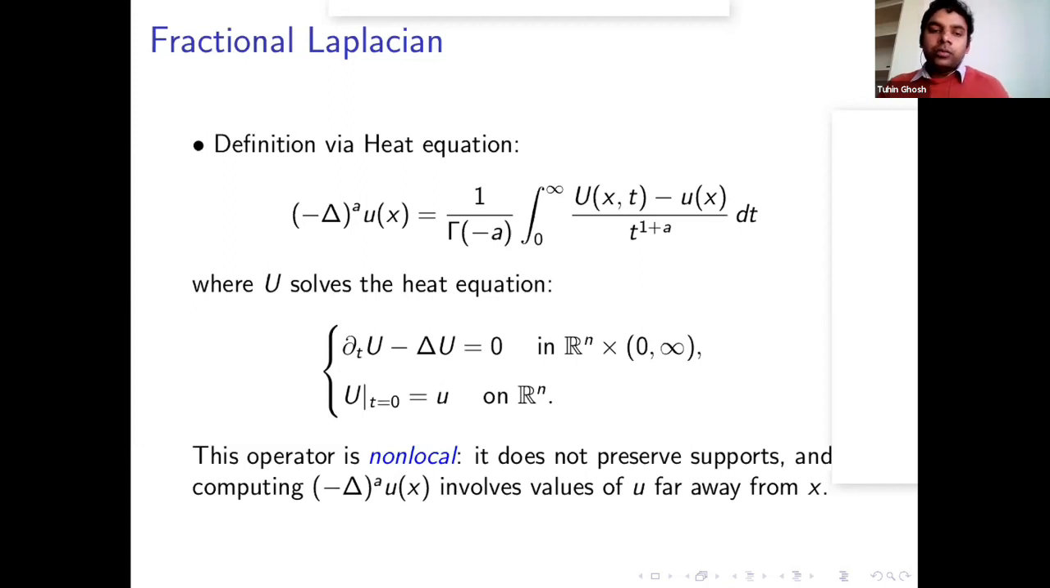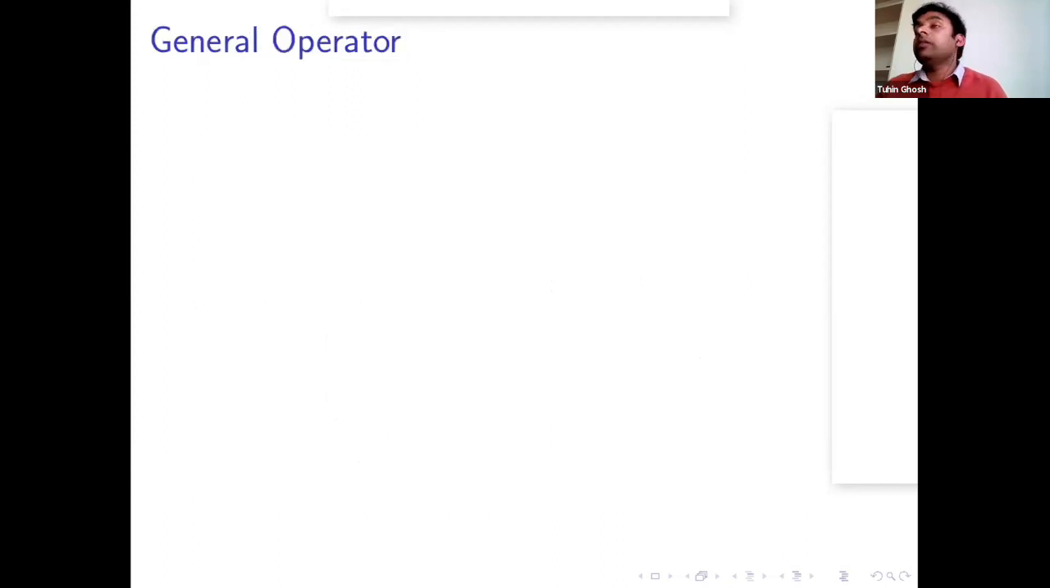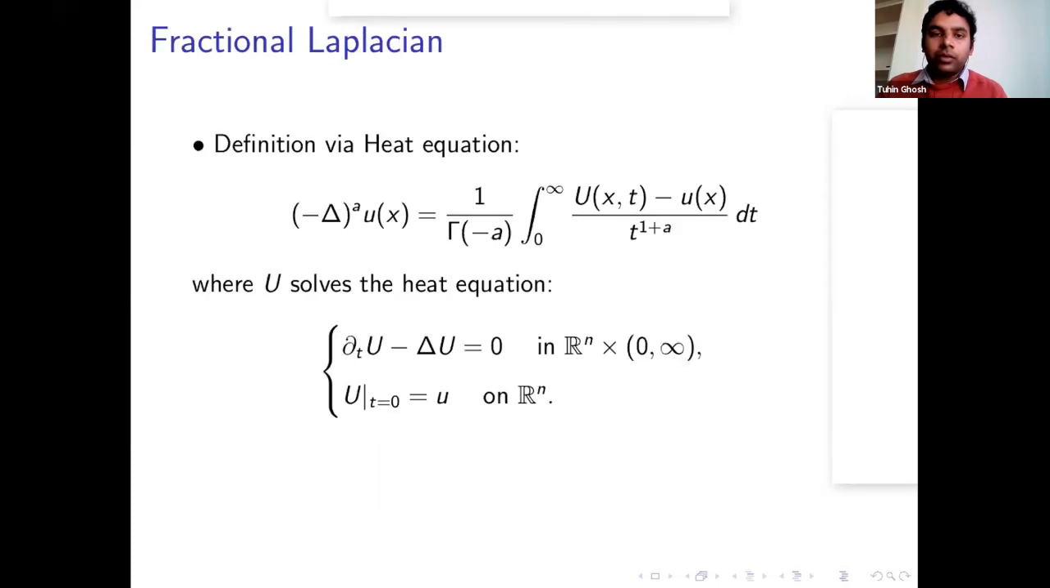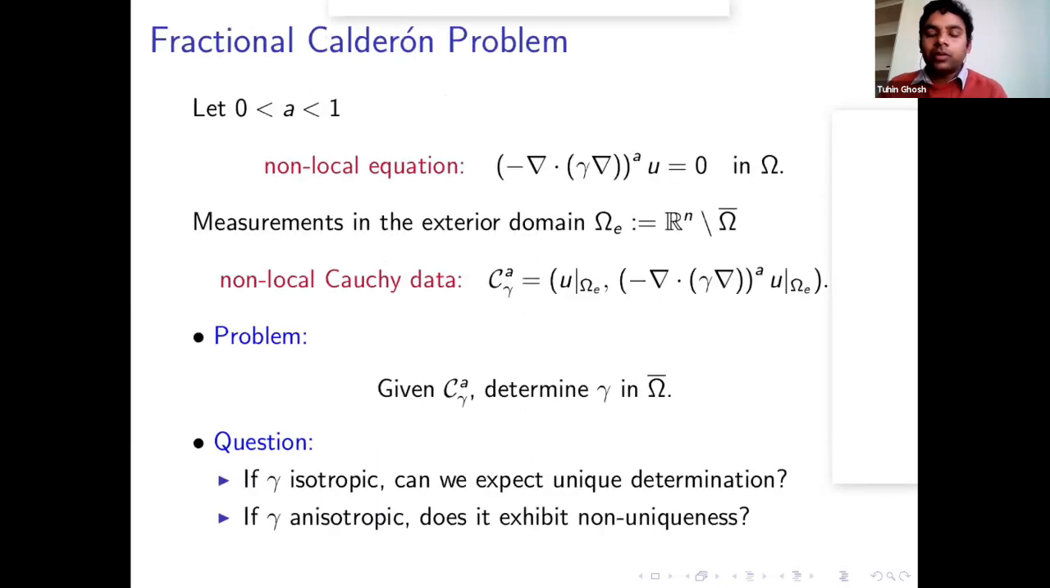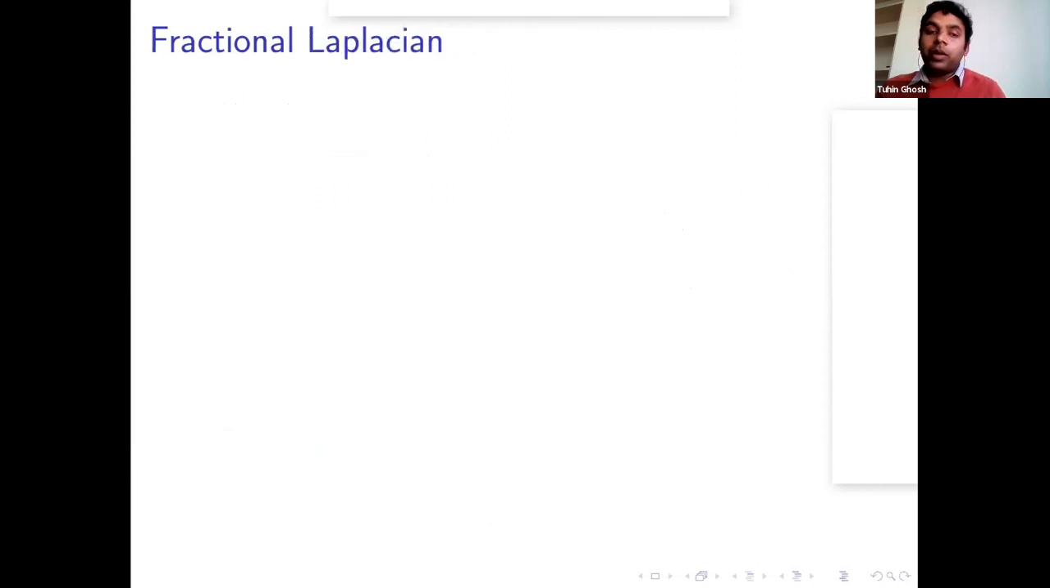Okay, one advantage of this particular definition through these heat equations is that you can define it for any general operator. This is one kind of general operator, if you remember. This is not just the Laplacian to the power a. This gamma is inside, so it's kind of divergence gamma grad. It's a second order operator, though it doesn't have a first order or zeroth order term, but still it's not just the Laplacian.